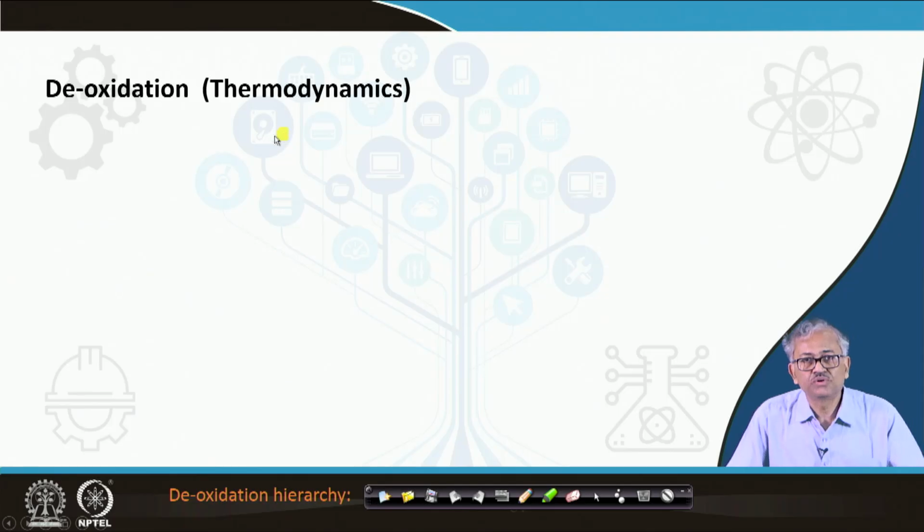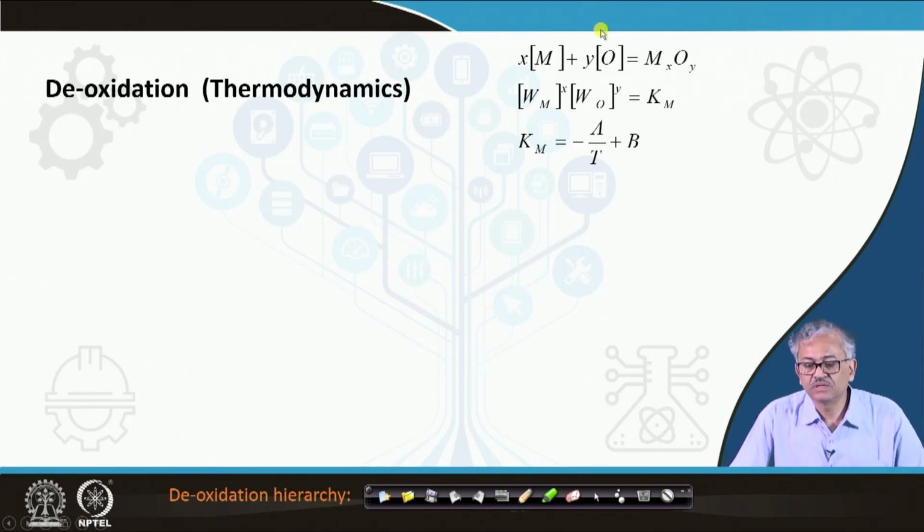Now let us talk about some thermodynamics of deoxidation, and this is the general reaction for deoxidation. Suppose x moles of metal M react with y gram atoms of dissolved oxygen to form M_xO_y oxide. Suppose it is a very general oxide, right? xM plus yO is equal to M_xO_y. And then from the equilibrium constant, you can write the activity of M_xO_y divided by the activity of M and O.